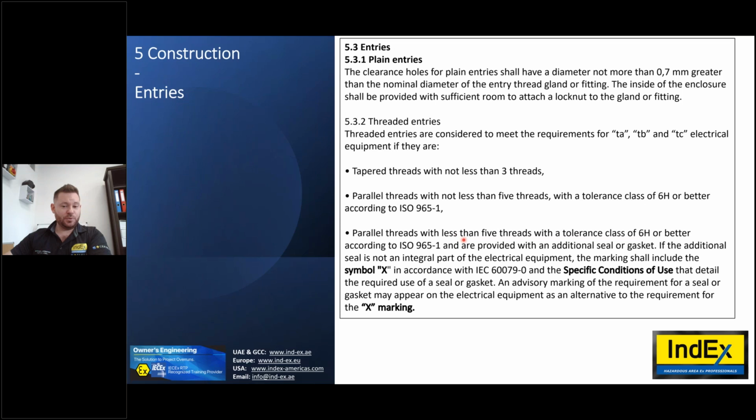Where less than 5 threads of entry have been used, there is the possibility that if the additional seal is considered and is done during testing and certification, it will be denoted with an X in the certificate denoting the conditions of use related to those requirements.